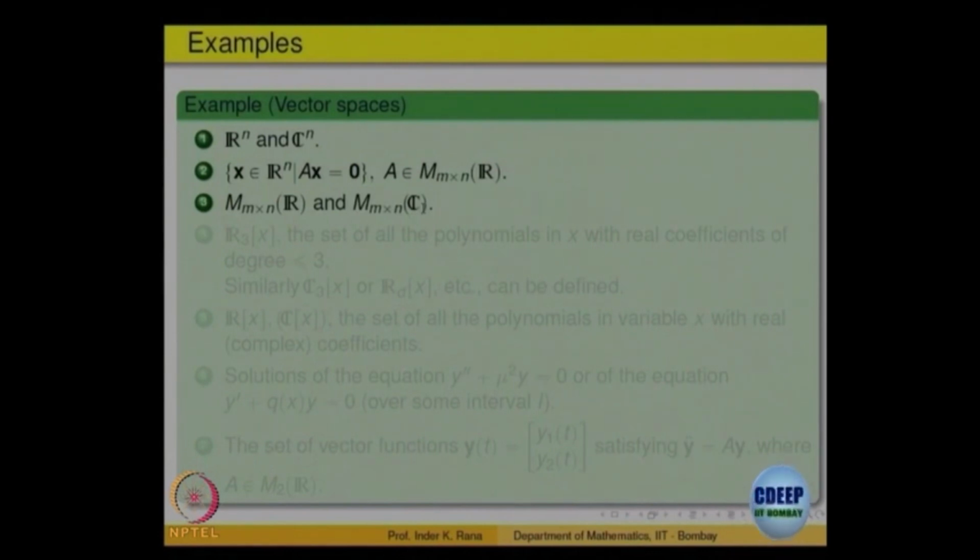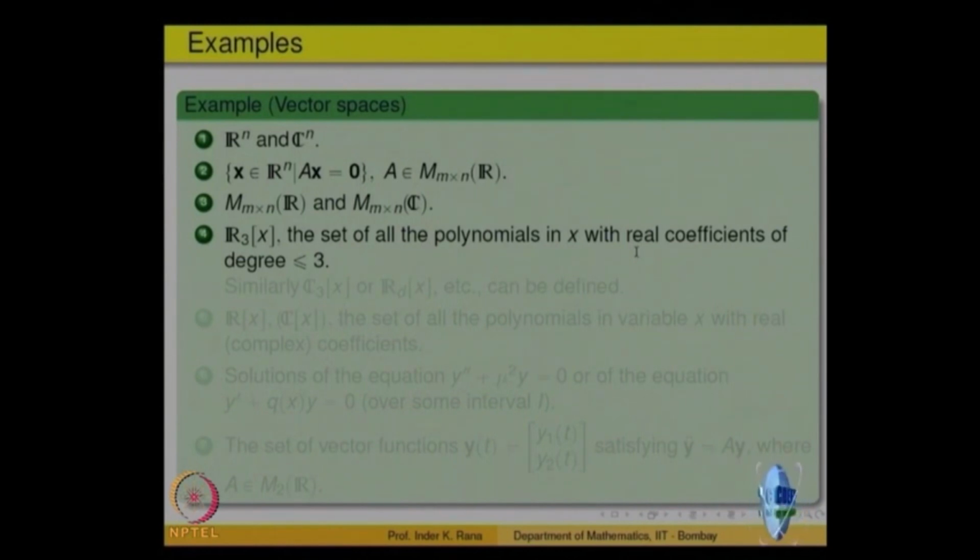Let us look at something which you might not have come across. We will look at all polynomials of degree less than or equal to 3, with real coefficients. So what does it look like? It is an expression of the form a0 plus a1x plus a2x square plus a3x cube, where x is a variable and a0, a1, a2, a3 are real scalars. You can also think of complex polynomials, where the coefficients are complex numbers.